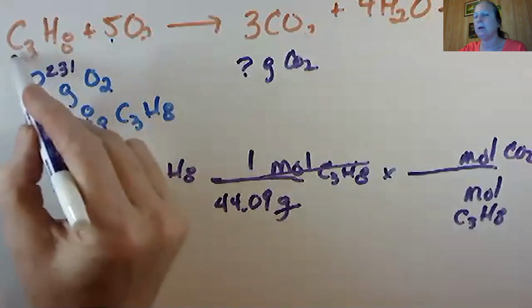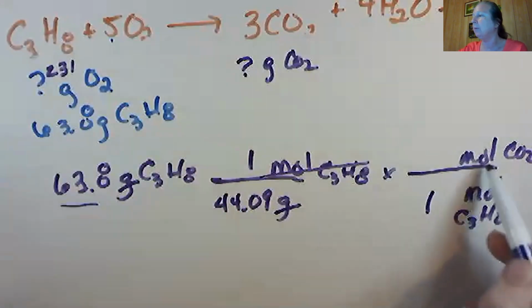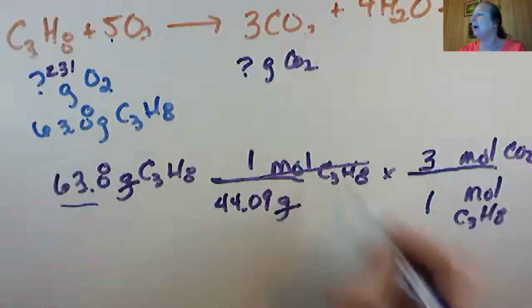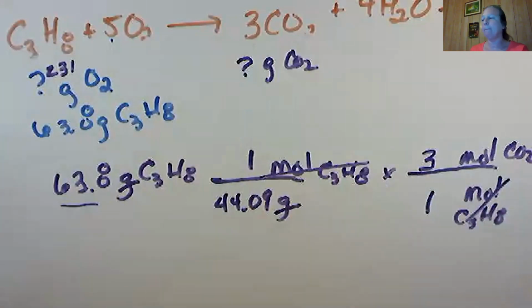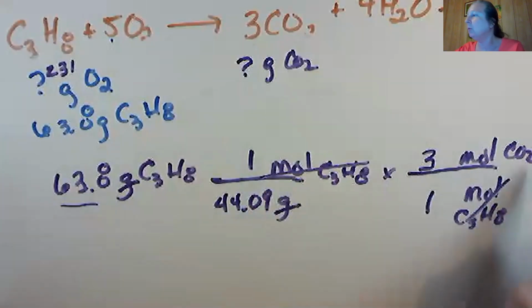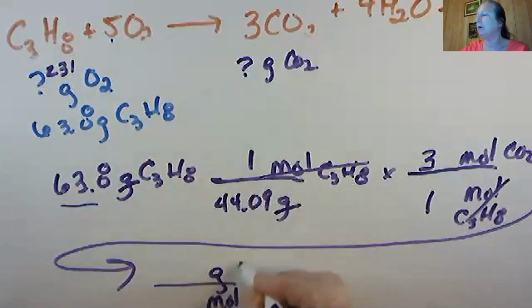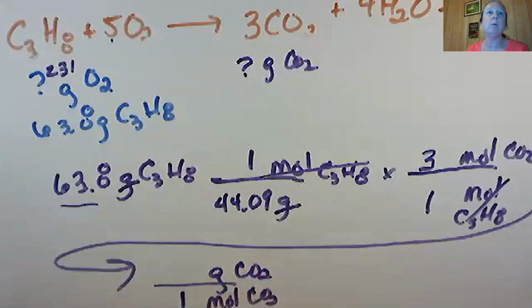In this reaction equation, I have 1 mole of propane. How many moles of carbon dioxide? I have 3. Okay, I am now in carbon dioxide, awesome. But the question did not ask for moles, it asked for grams. So we use the molar mass conversion to go from moles of carbon dioxide to grams of carbon dioxide. And for every 1 mole, it's 44.01 grams. Great. Now I've got what the question asked for.